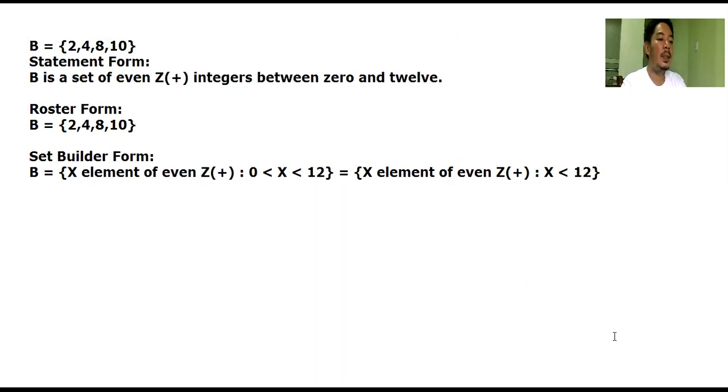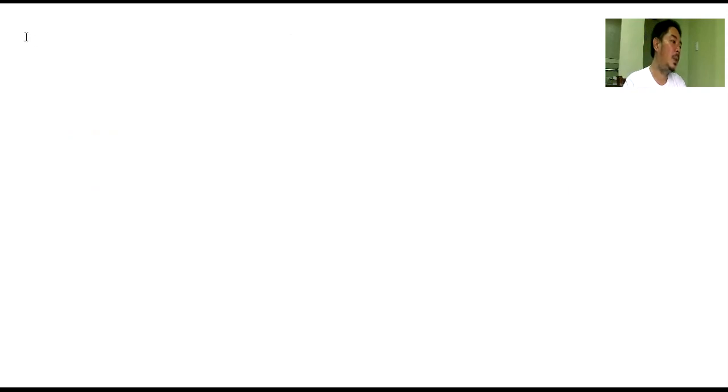Next is letter C. Okay, sabihin na natin C. So yung letter C is C equals to the set of 1, 9, 5, and 13. So ang statement form dyan.